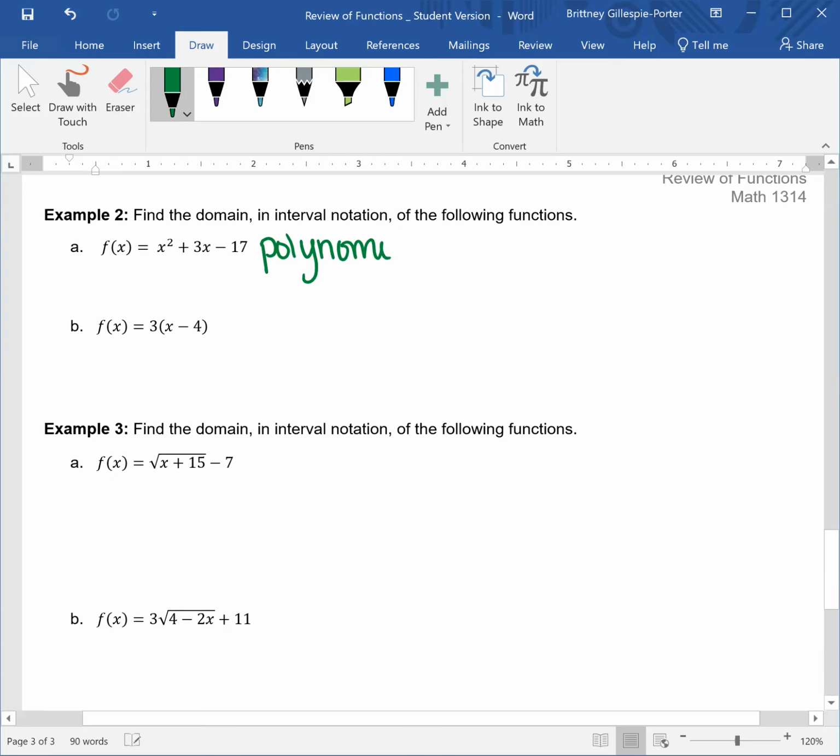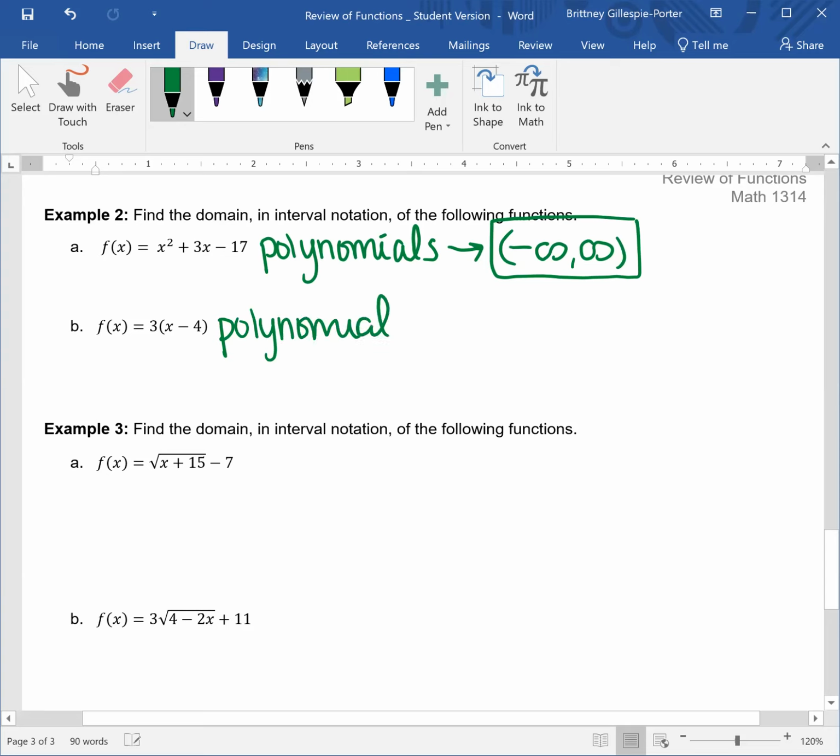They do not have negative exponents. They do not have variables in a denominator. They do not have fractional exponents. They don't have radicals. Nothing crazy going on. It's a polynomial, which means that its domain is immediately negative infinity, positive infinity. Same thing with part B. No negative exponents, no fractional exponents, no variable in a denominator, and no radical. It's a polynomial.